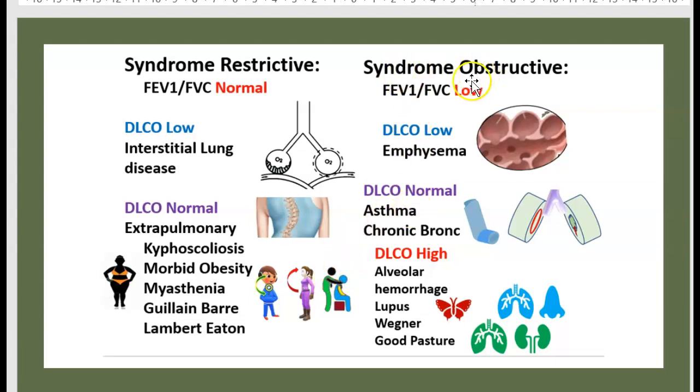If syndrome obstructive with normal DLCO, it could be asthma or chronic bronchitis. If DLCO is high, it could be alveolar hemorrhage, lupus, Wegener, and Goodpasture.